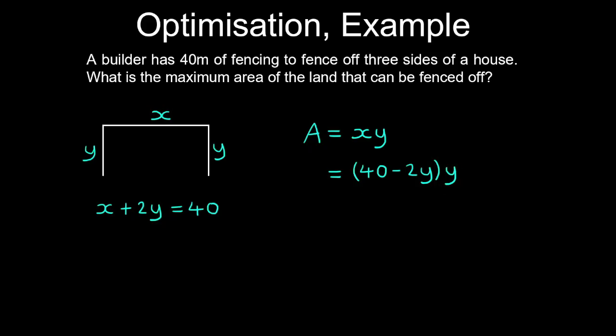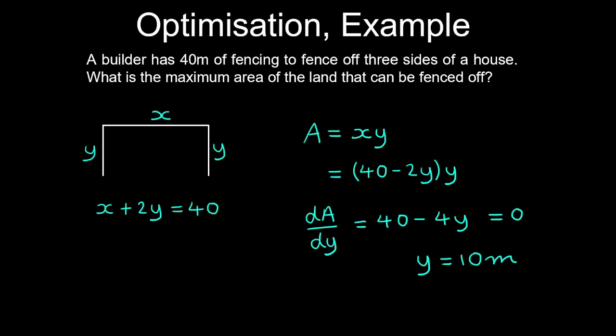So we can have the area as a function of one variable, and then we can differentiate the area with respect to y. So that's equal to 40 minus 4y. And then setting this derivative to 0, we get y is equal to 10 meters. And substituting for y, we can get x is equal to 20 meters. So therefore the maximum area of the land that can be fenced off is 20 by 10 or 200 meters squared.